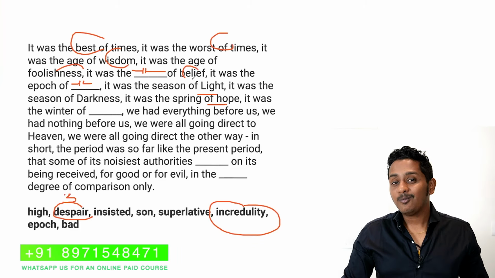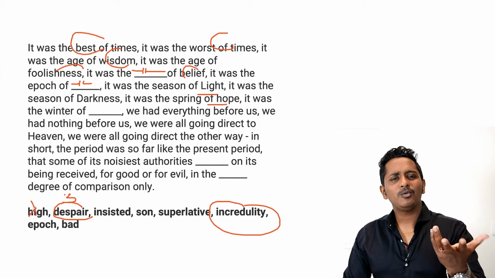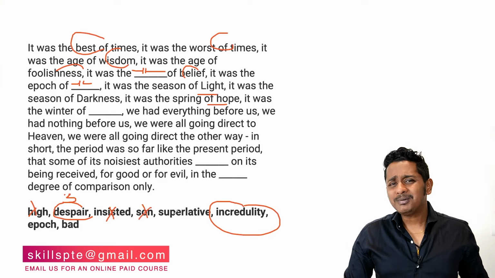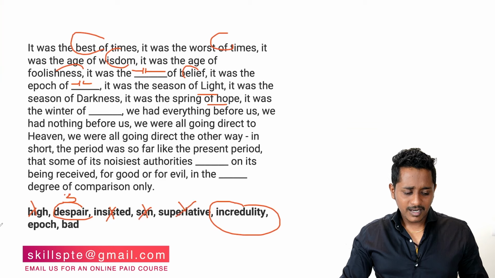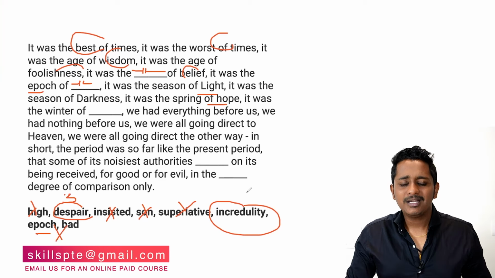It's the age of... the opposite of belief cannot be "high". Belief: you believe, I believe you, I don't believe you. The opposite of belief is not "insisted", not "son". Superlative is comparative; superlative means best. It's not. "Epoch" is here only. It is the epoch of, could be the age of. It's not "bad", it has to be incredulity.